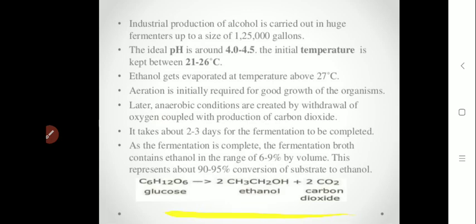Here you can see the simple reaction in which glucose is converted into ethanol and carbon dioxide. One molecule of glucose can produce two molecules of ethanol and two molecules of carbon dioxide.